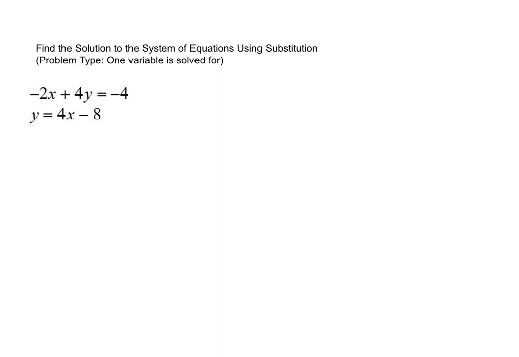Again, I want to solve the system of equations by using substitution. Because y is equal to 4x minus 8, that means I can replace y with that expression. So I'm going to take my first equation, and everywhere I see the letter y, I will replace it with 4x minus 8. So I have -2x plus 4. Now in parentheses, I will write 4x minus 8. Don't forget to go back to the original equation and finish. So equals -4. Now I'm going to solve the equation for x.